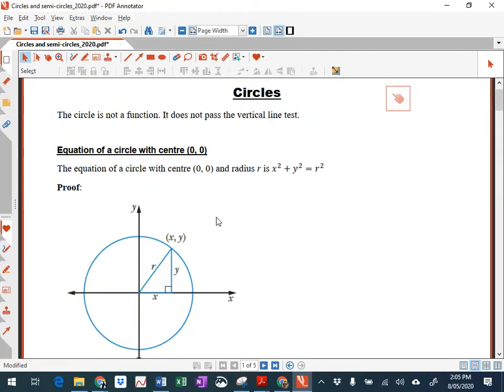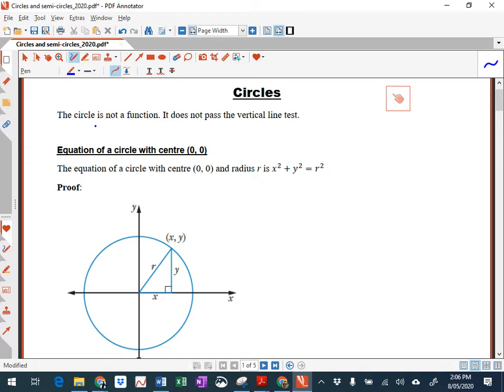Okay, year 11. We're going to look at circles and semicircles in this lesson. Now, first of all, circles are not functions. Okay, so why aren't they functions? Well, they've got to pass the vertical line test for starters.